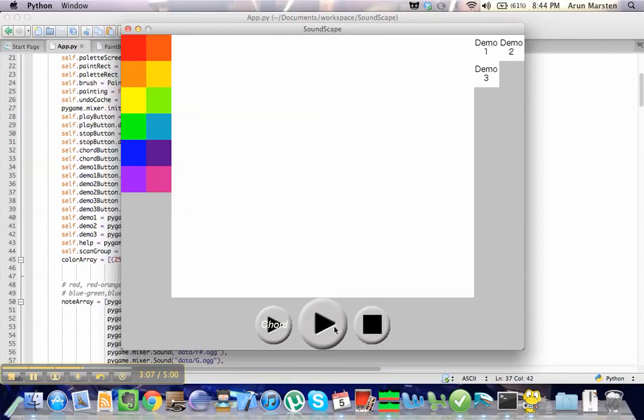Which means that rather than having to understand the whole complex field of music theory, instead you could just look at colors and decide which ones look pretty together. And learn more about music. And that's SoundScape.